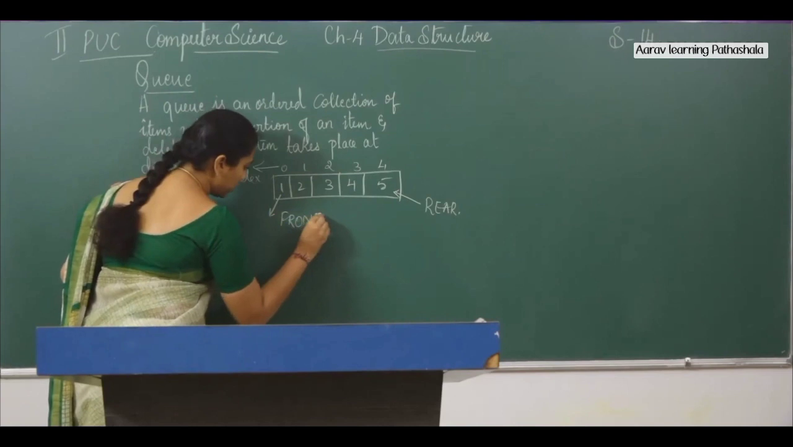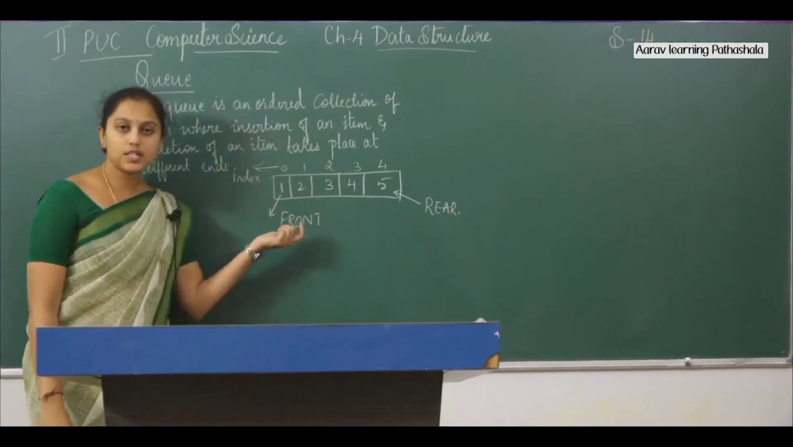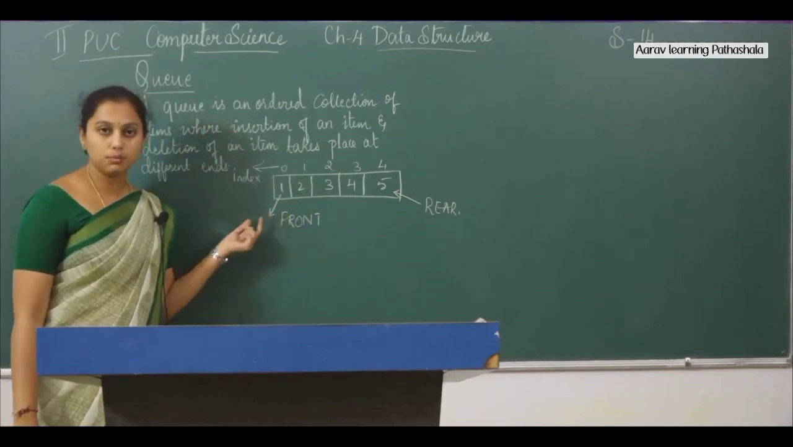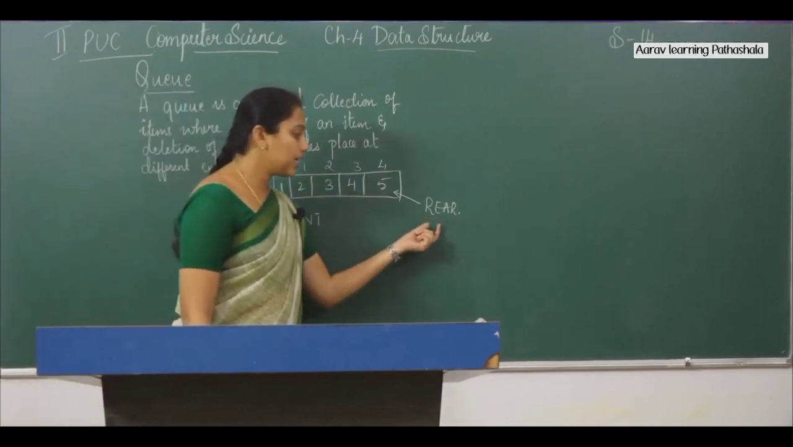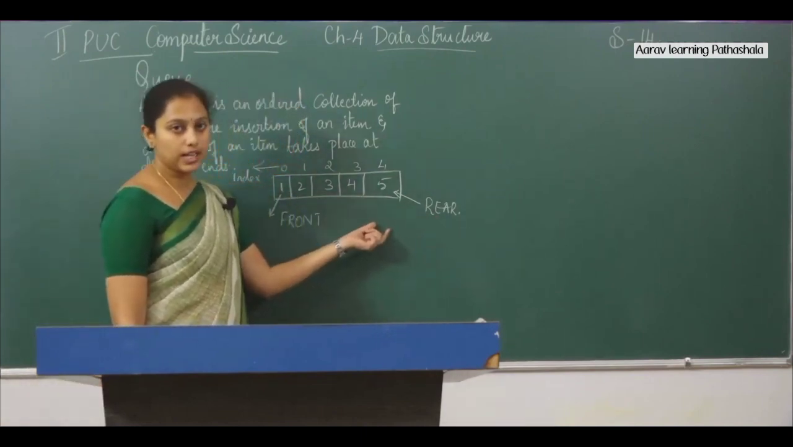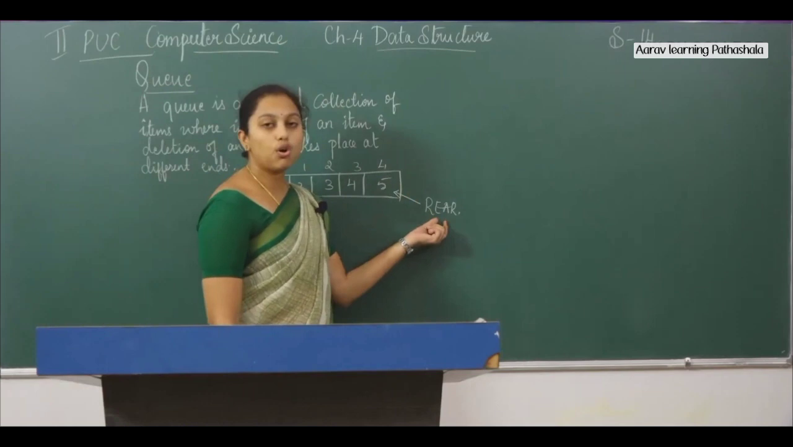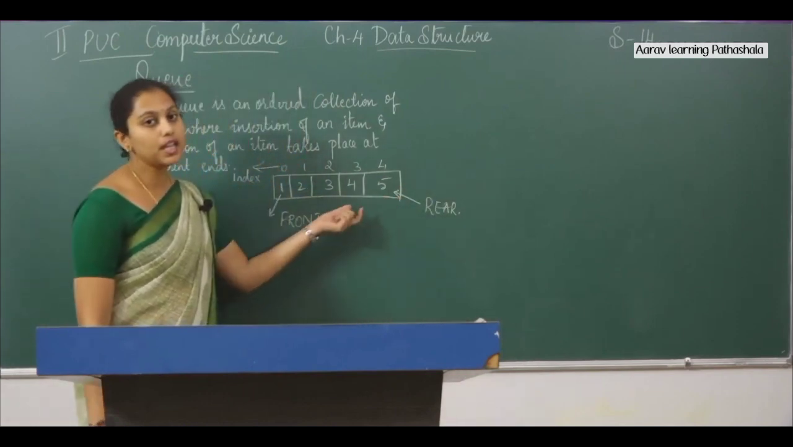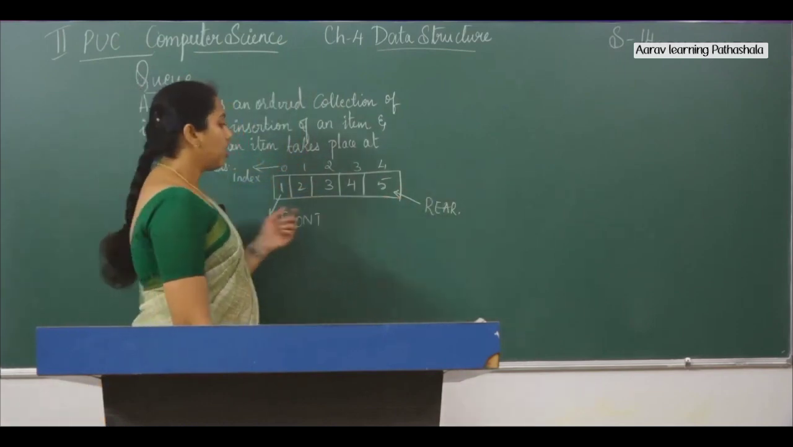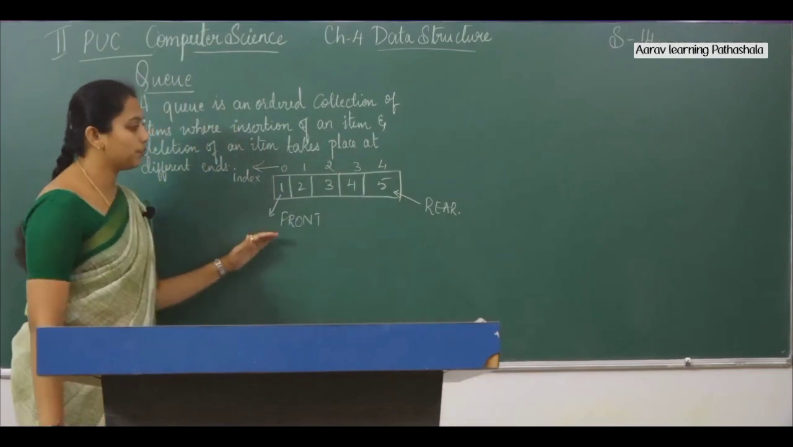So here front is a pointer which contains the location of the element to be deleted, and rear is a pointer which contains the location of the item to be added. So this is about a queue.